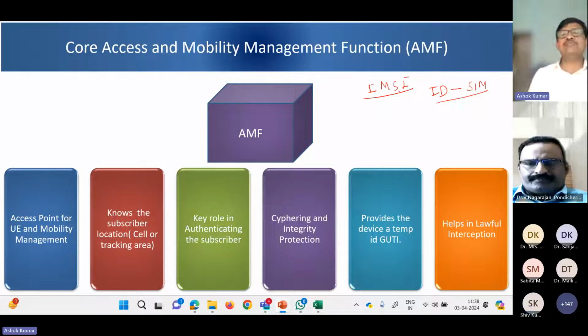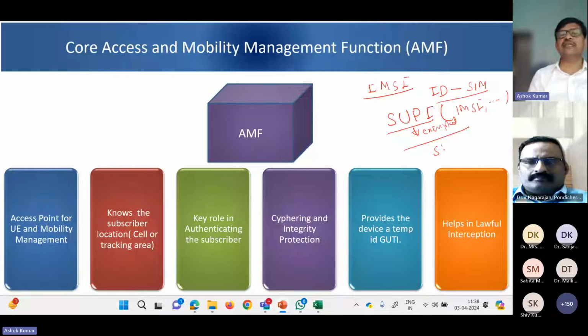This particular IMSI in 5G is called SUPI. So in 5G, SUPI can be IMSI and it can be some other things, which I'll talk about in another lecture. But this SUPI is never transmitted in plain text. So this is encrypted. An encrypted version of SUPI is called SUCI.